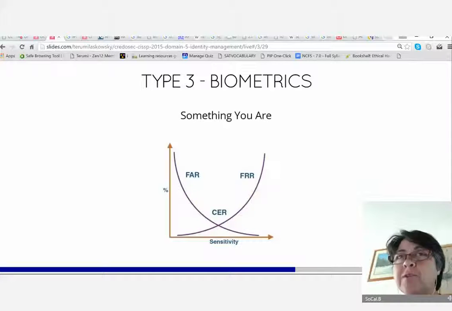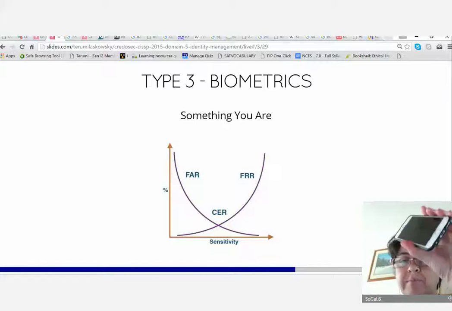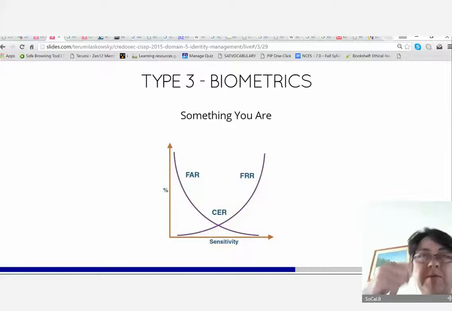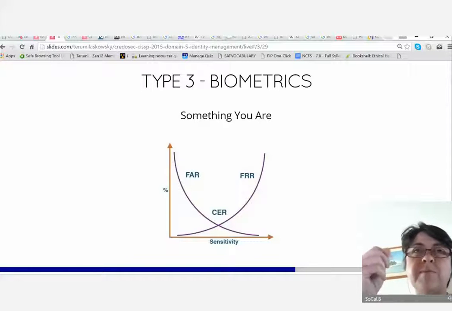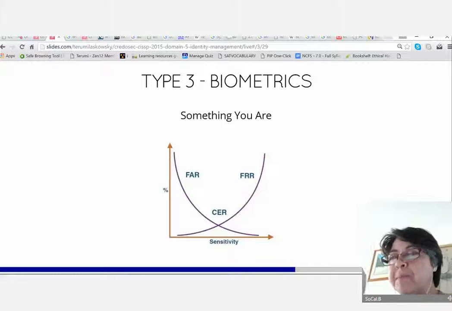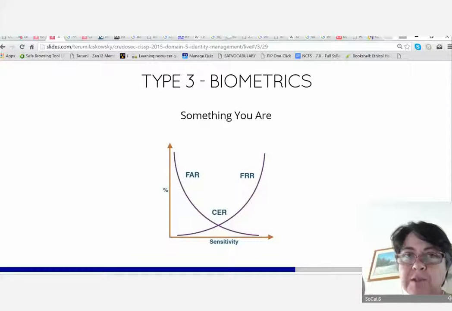But as you try to tune it in, I don't know, some mornings I put my thumb in there and the phone doesn't open. Maybe I'm not putting my thumb just the right way, or maybe I have something on my thumb. Whatever it is, it's not letting me in, even though it's my phone. That would be the false rejection rate. As the sensitivity goes up, the false rejection rate goes up. Where the false acceptance rate and false rejection rate cross, where they're the same, is called the crossover error rate.